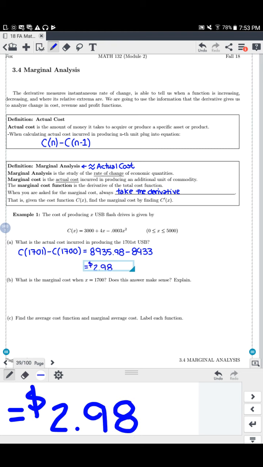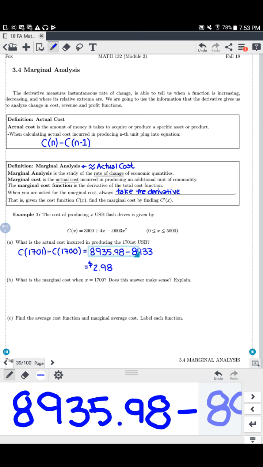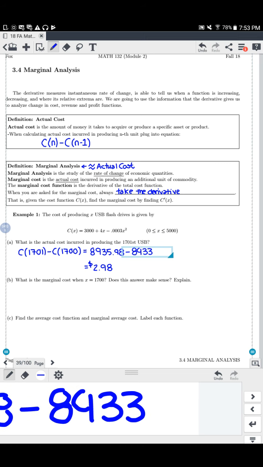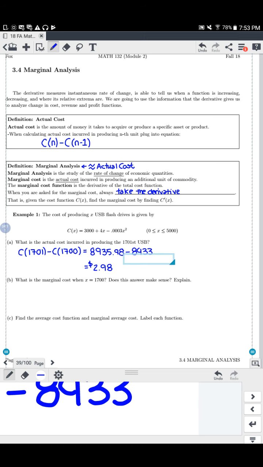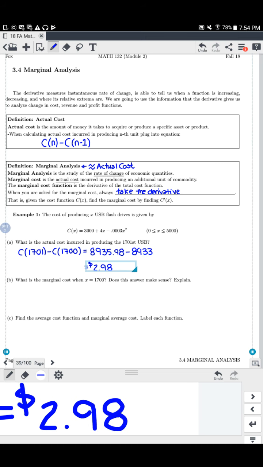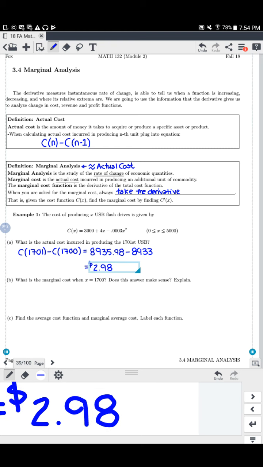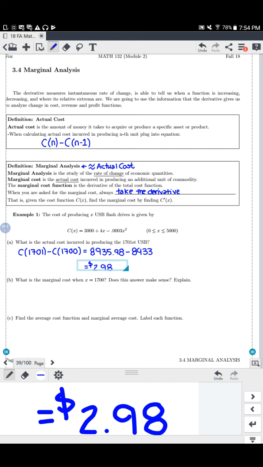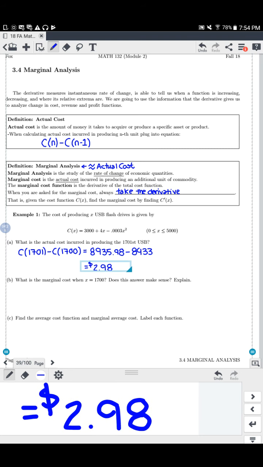So what that means is the total cost for all 1701 minus the total cost for the 1700, the difference between them is $2.98. That's the additional actual cost for the 1701st USB. It will cost them $2.98. So if they're selling these things for $20, then they definitely should produce the 1701st. They should take an extra USB and make it.